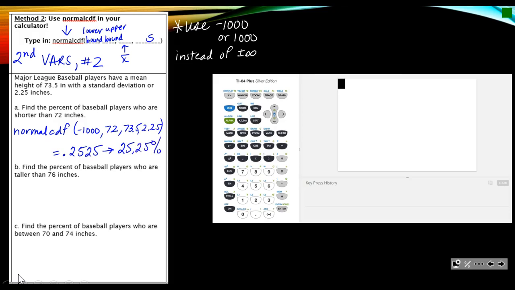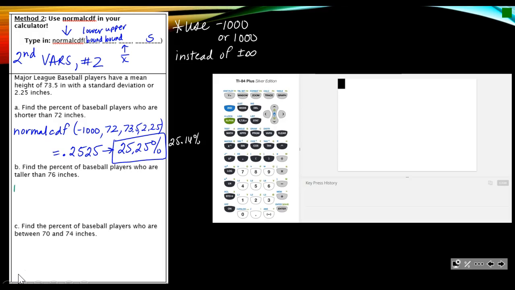And again, this is a decimal, so that would mean that our answer is 25.25%. Now, if you referred back to the other screen, the answer from part A, when we did this by hand, was 25.14%. So they're pretty close, but again, not exact. For part B, we're looking for the percent of baseball players who are taller than 76 inches. So this is kind of nice on the calculator because instead of having to figure out the percent less than 76 inches and then subtract it from 100, our calculator will take us straight to the answer.